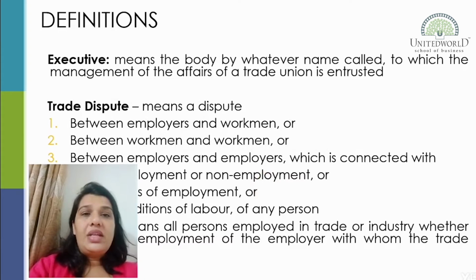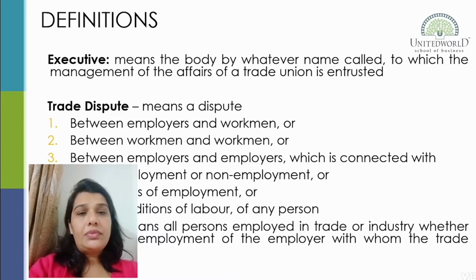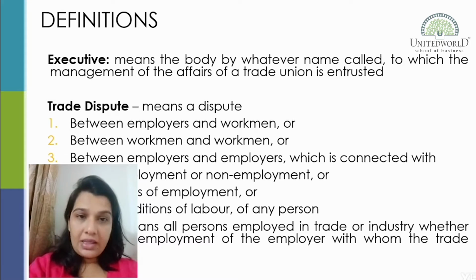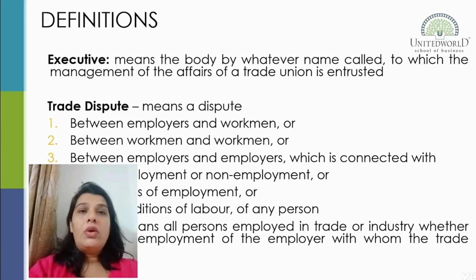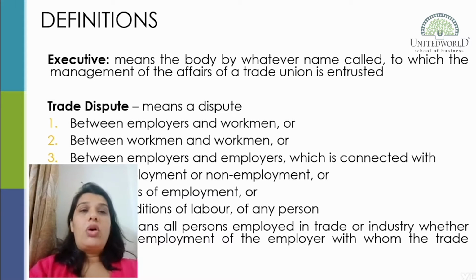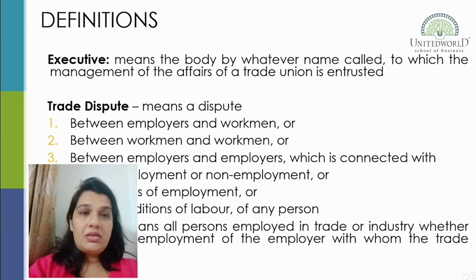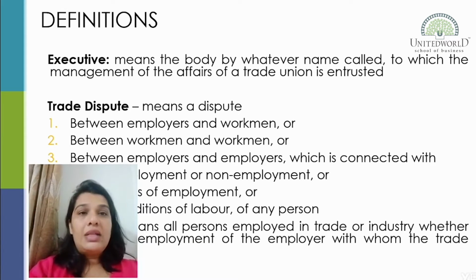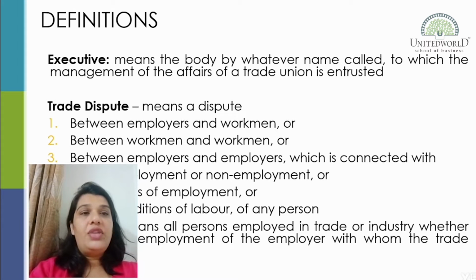There are certain definitions given by the Trade Unions Act, 1926. The first term is the executive. By this Act, executive means the body, by whatever name called, to which the management of the affairs of a trade union is entrusted. So they are called executives.